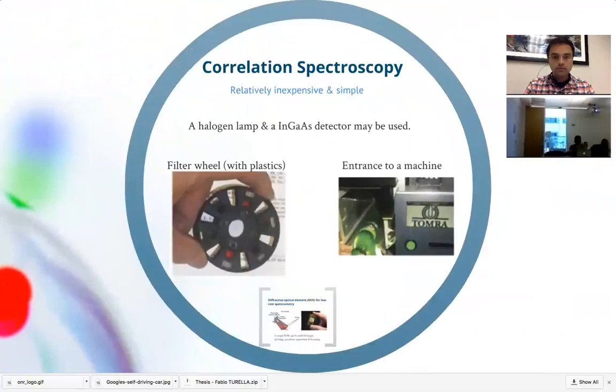So of course, again, like I said before, the key challenge is how do you do this very fast and at low cost? The simplest approach is something called correlation spectroscopy, and it's almost common sense. It's relatively inexpensive and simple. You basically have a halogen lamp for the source, not a laser. A halogen lamp means you have all the wavelengths, so you're not picking one wavelength, you're illuminating with all the wavelengths of light.